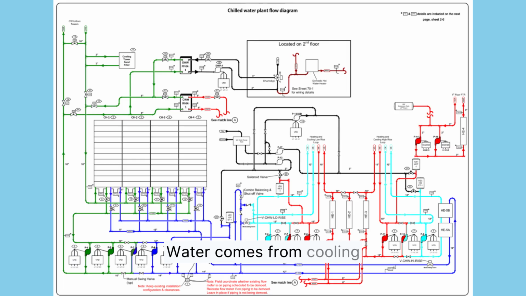Water comes from the cooling towers at the top left of the diagram and passes through a condenser water strainer, filter. It is distributed to chiller banks CH1 to CH4, and each chiller bank has 12 chiller modules. Each chiller bank has its dedicated isolation valves, strainers, and flow meters. Pumps P1 and P2 circulate condenser water through the chiller banks. After absorbing heat in the chiller condensers, CW goes back to the cooling towers for heat rejection.